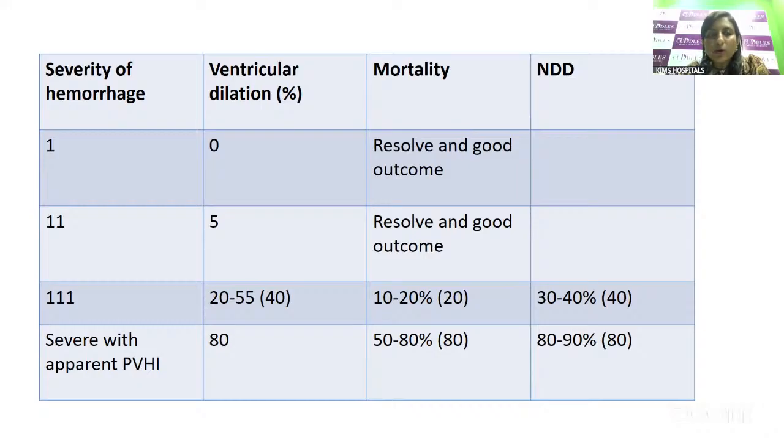Whereas in grade 4 or IVH with the PVHI, the risk of hydrocephalus is much higher, 80%. The mortality is also seen in almost half of these babies, 50 to 80%. And neurodevelopmental sequelae are also seen in almost all of the babies, 80 to 90% of cases.